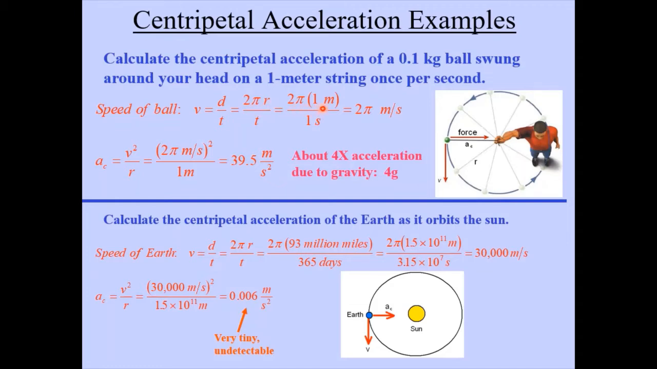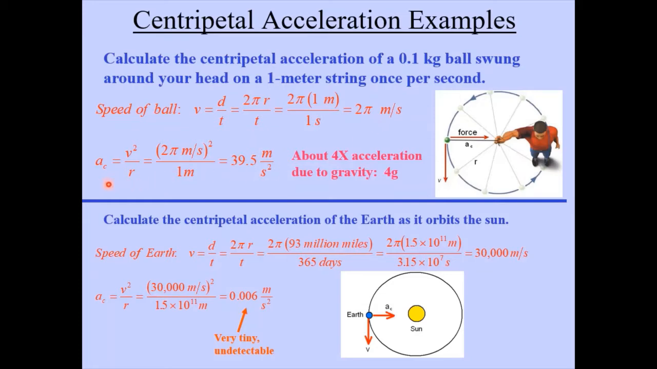So 2 pi, and the radius this time is 1 meter, which is nice. And then the time it takes is actually the period. I should use an uppercase T here. The period was given as 1 second, because remember, it goes around once per second. So our speed, the 1s don't do anything. We can cancel them out, and we end up with 2 pi meters per second.